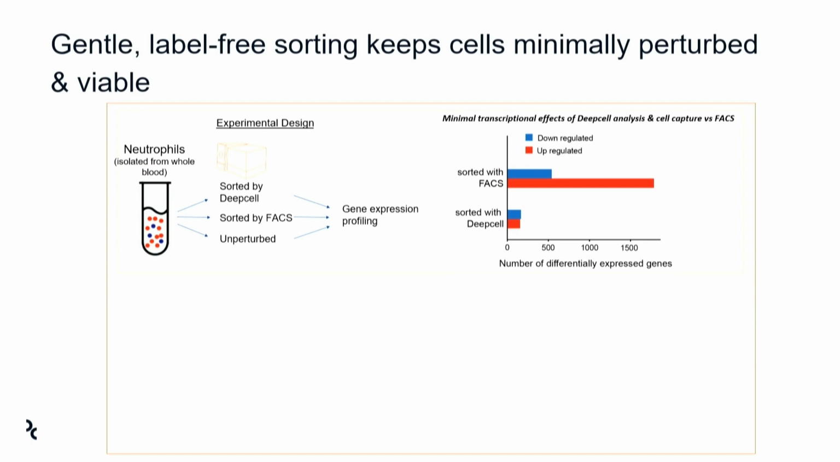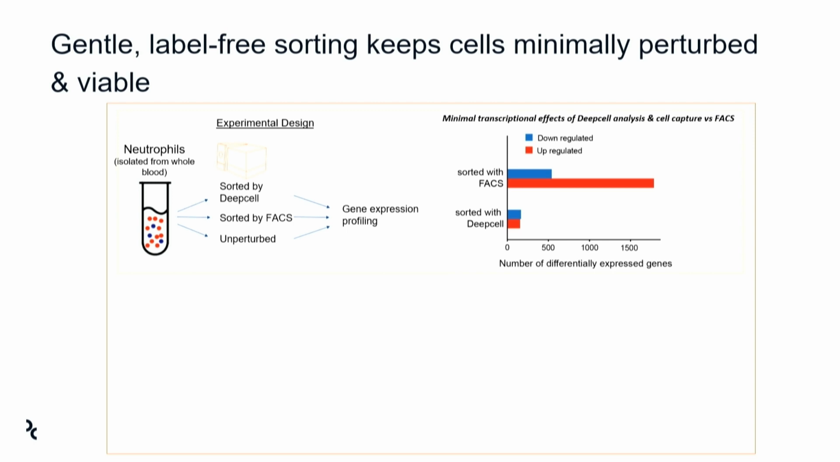Now, as I mentioned, the instrument does sort the cells. And this sorting process is gentle and label-free, which basically means that the cells are minimally perturbed and viable at the end of the process. And so here I want to show you an example of that. These are human neutrophils. They were isolated from whole blood, and then we had them undergo 3 conditions. They either were left unperturbed, they were either stained and sorted by FACS, or they were left unstained but then sorted by the Deepcell platform.